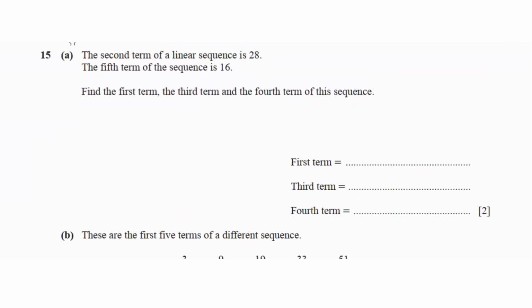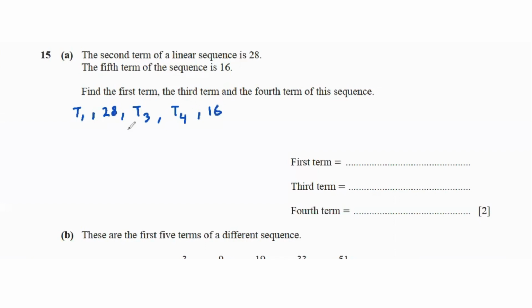Question 15 says the second term of a linear sequence is 28. The fifth term of the sequence is 16. So if you make the sequence, this is going to be T1, the first term, T2, which is 28, T3, we don't know, T4, we don't know, and T5, which is 16. Find the first term, third term, and the fourth term of the sequence.